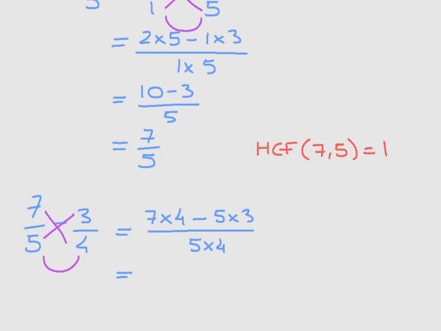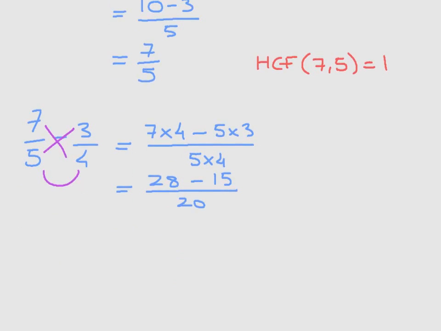So 7 times 4 is 28, so I write that, minus 5 times 3, which is 15, over 5 times 4, which is 20. I carry on. 28 minus 15 is 13. So I have 13 over 20.